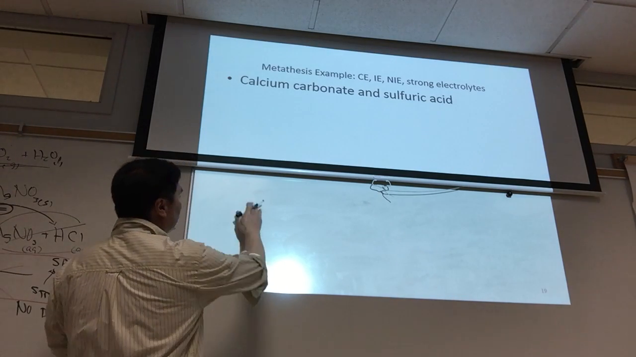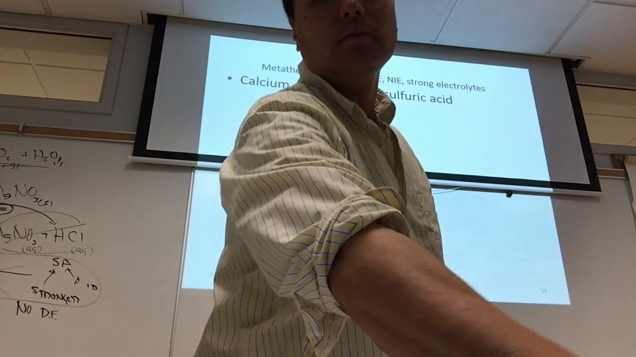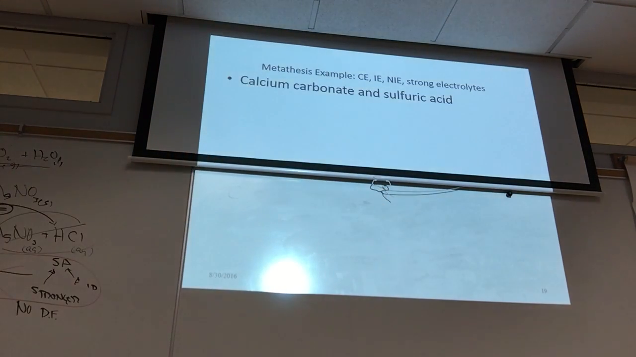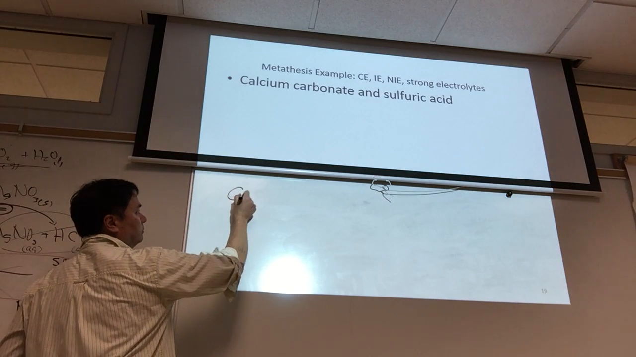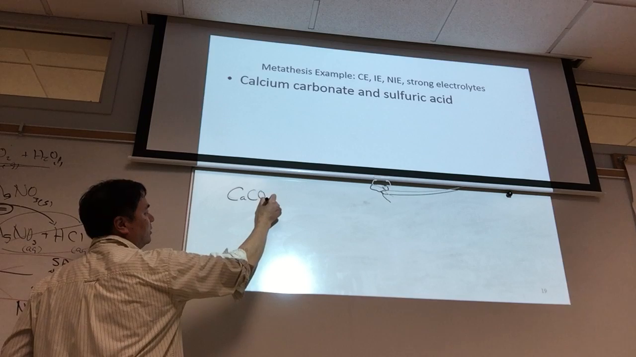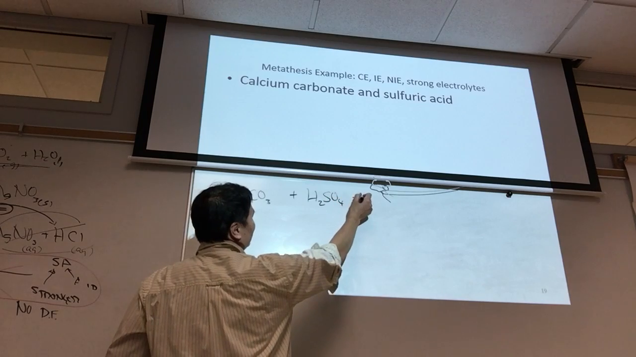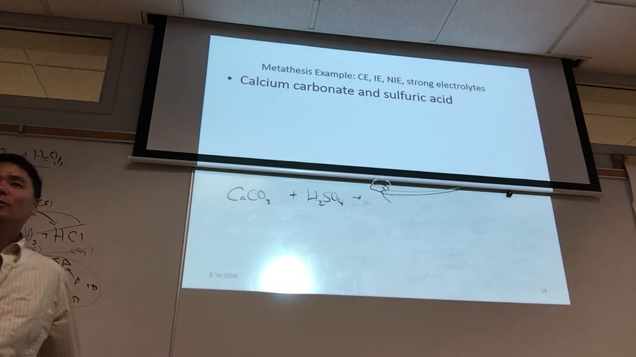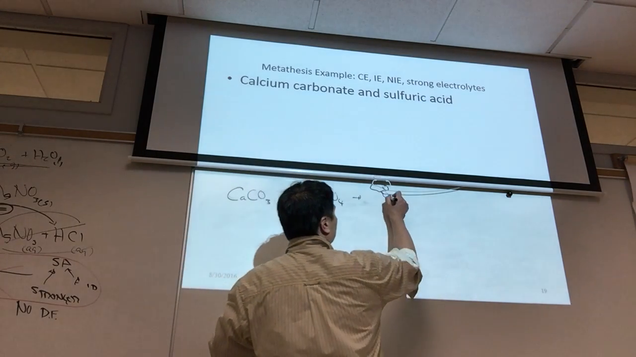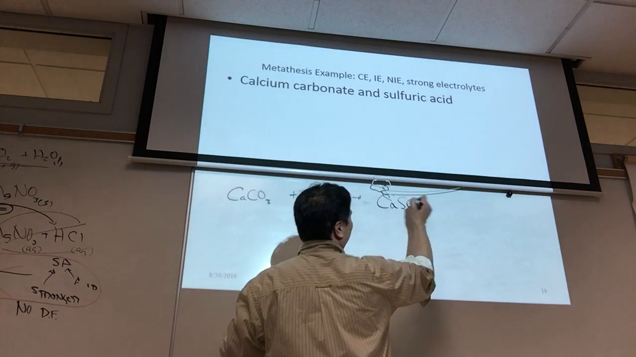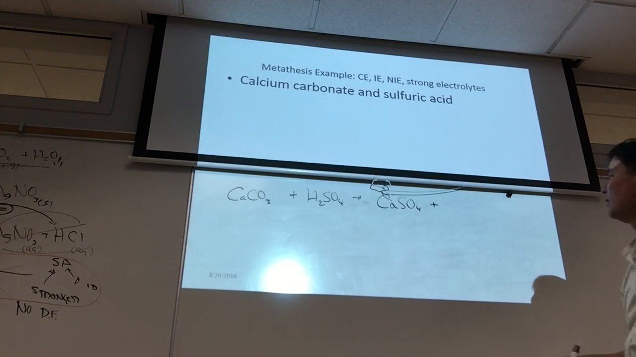So let's try this problem here. Calcium carbonate. What's the formula for calcium carbonate? CaCO3, plus sulfuric acid, H2SO4. This is just your AB plus CD double replacement reaction. What does it form? It forms calcium sulfate, and we just switch the ion partners. That's it, and see if they like each other.